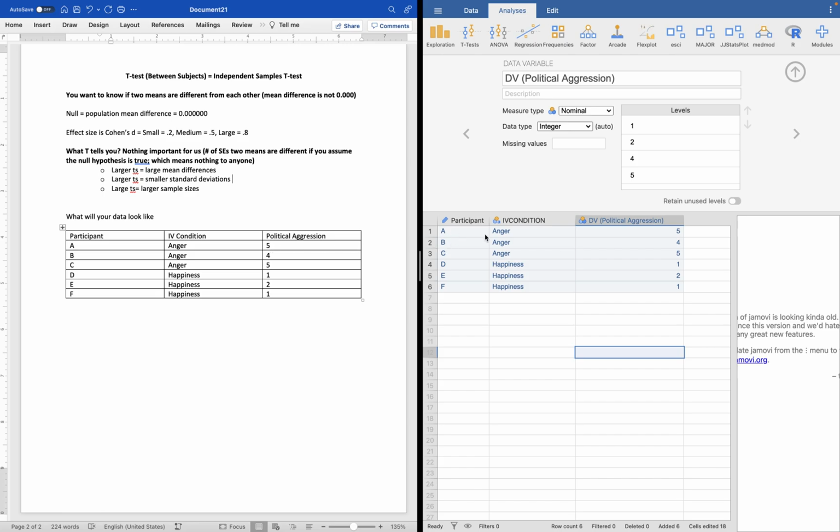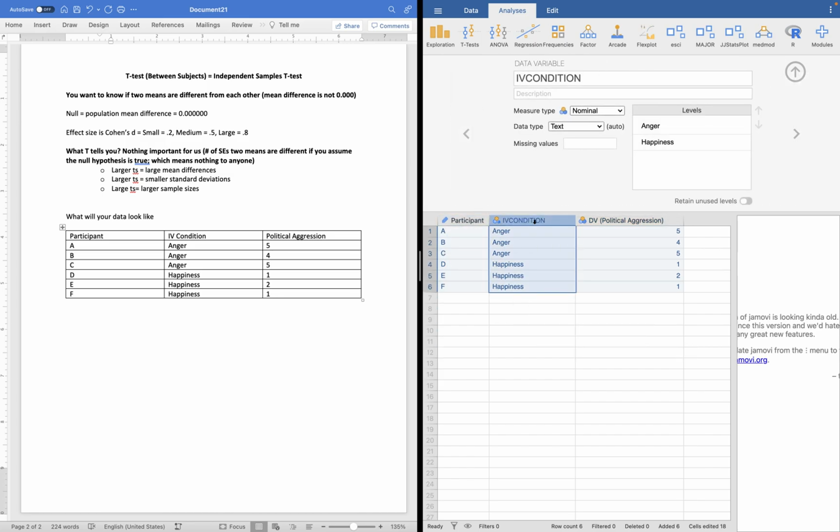Nonetheless, when we enter the data in Jamovi, it's one row per participant. Participant A was in the anger condition. Their political aggression was 5. B, anger, 4. C, anger, 5. D, happiness, 1. Participant E, happiness, 2. F, happiness, 1. In terms of your specific variable types, ID for participant, your condition is nominal, meaning they're just different names.